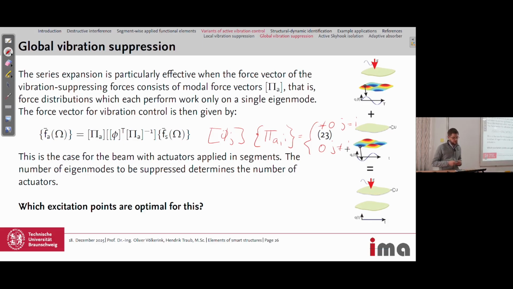It's called modal force vector. It's a force distribution, and it's specified as the force distribution which only performs work on one single eigenmode. Yeah, so we have again the assumptions of our modal transformation. So we look at the modal description of the vibrations again.